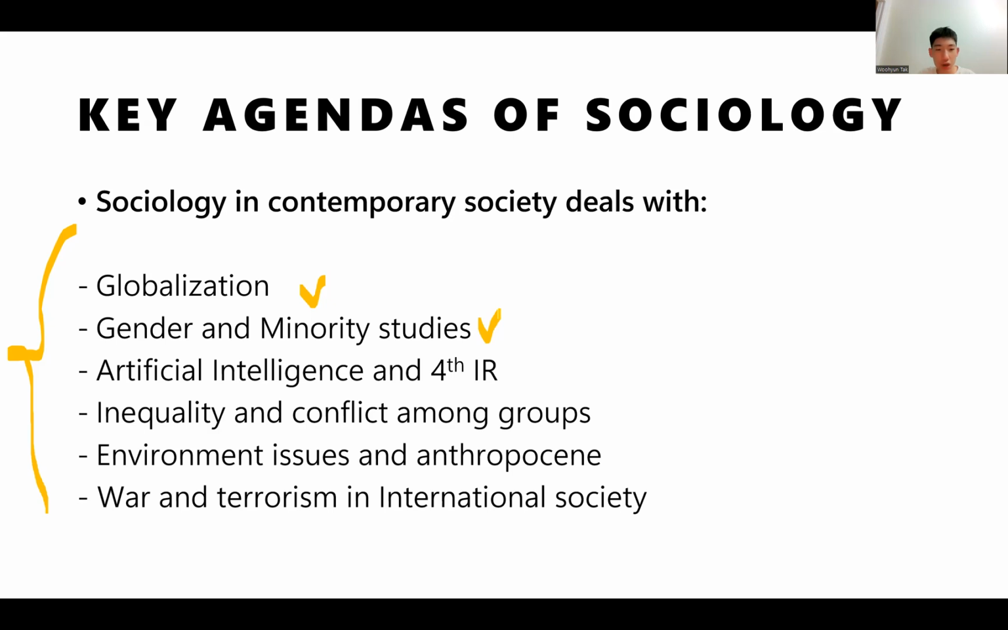The third one is artificial intelligence and the fourth industrial revolution. This will bring a breakthrough change in human society, including education, labor, and all parts of our life. This is also an interesting topic to study. The fourth one is inequality and conflict among groups. The current society is experiencing high conflict and polarization in political, social, and economic fields, and also there are environmental issues and the climate crisis which happen from the Anthropocene.